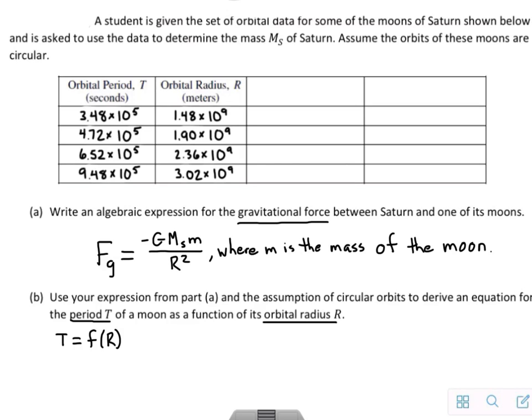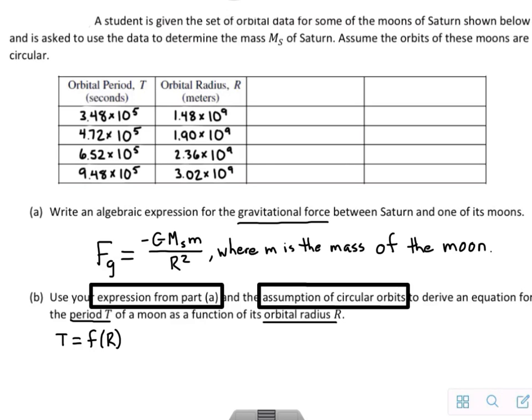It gives me a hint as to the concepts that I should use. First of all, it tells me I should use the expression from part A. So we're going to do that, which is this equation right up here, of course. And the assumption of circular orbits. So I better be thinking about properties of circular motion when I'm figuring out what this relationship has to be.